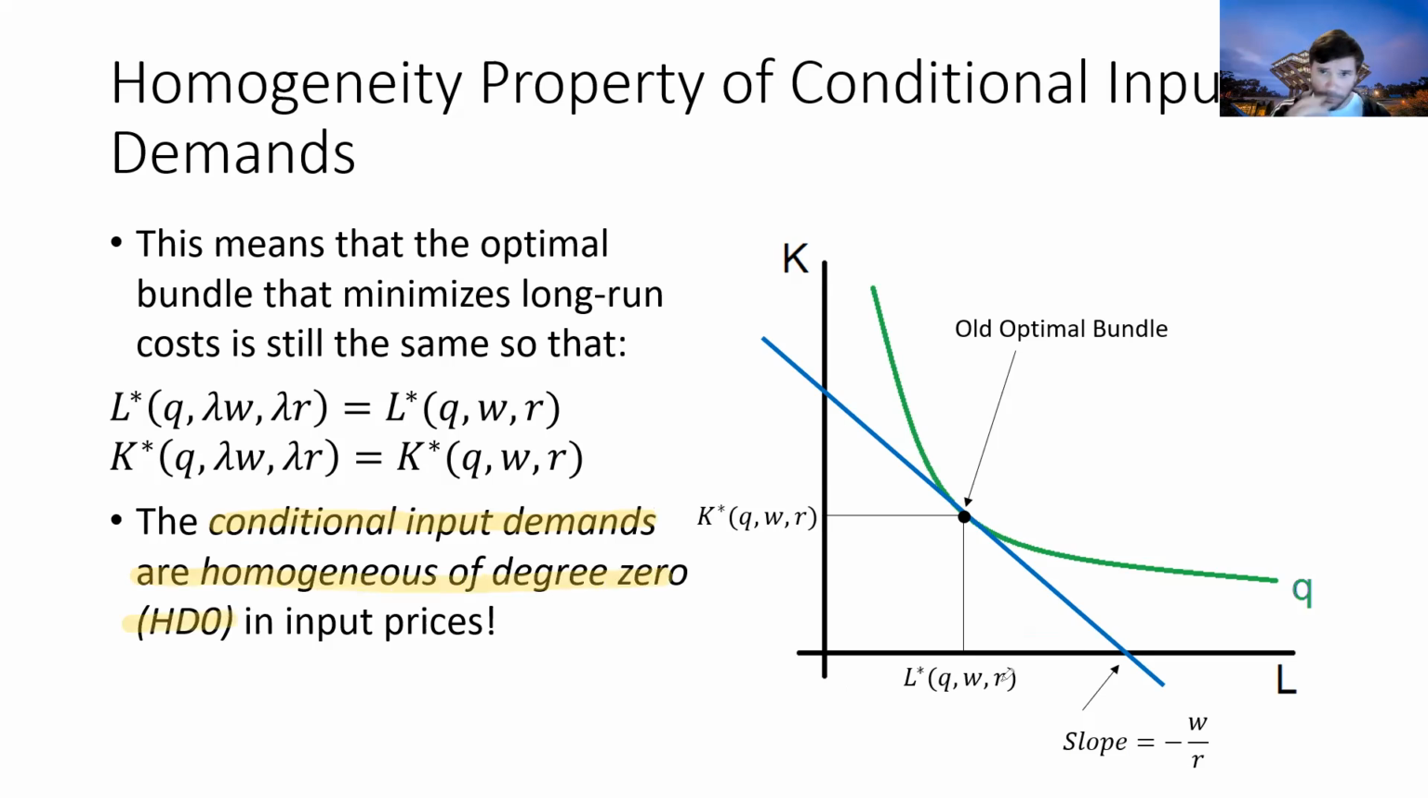And again, if you need a good review of the homogeneity property, definitely check out the survival guide machinist handout, as well as the relevant IMVH videos on returns to scale and homogeneity. But if we lambda all the inputs, we get exactly the same inputs back. So they are homogeneous of degree 0 in the input prices.